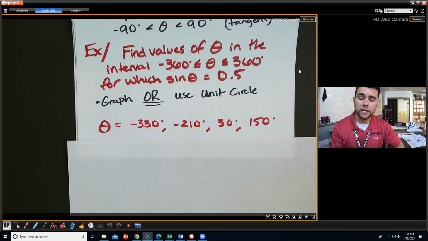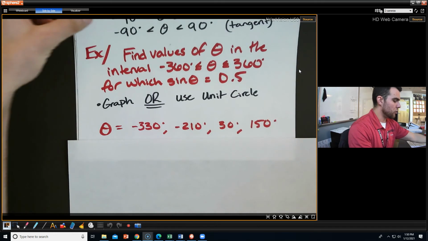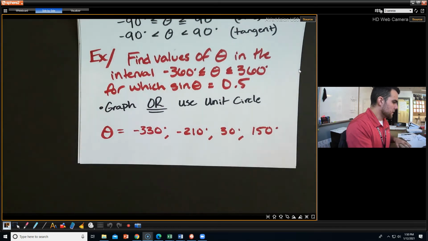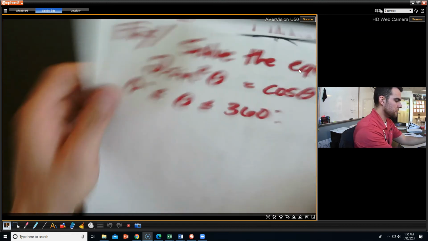The unit circle is really useful for this. The graph is nice, but I think the unit circle is a little bit better for these types of problems. But the graphing, of course, has its use. Knowing how the graph works is going to be part of our homework, okay? So let's go on to the next example, okay?